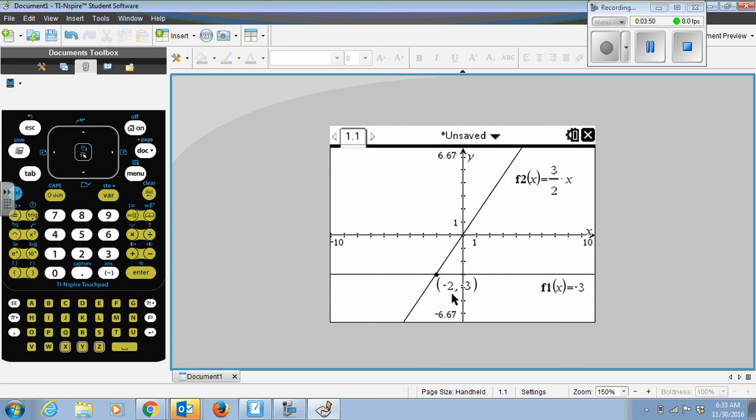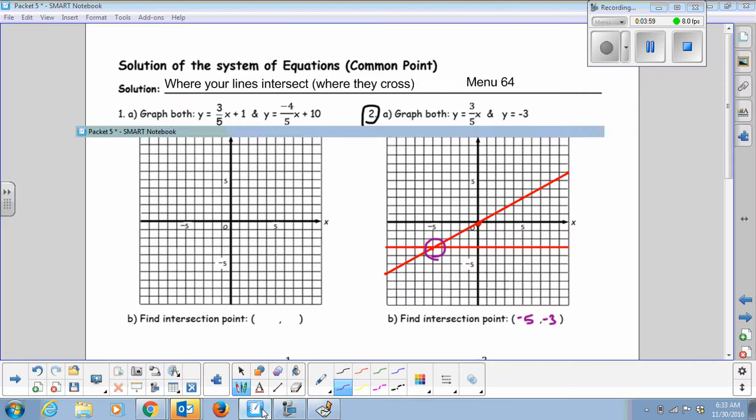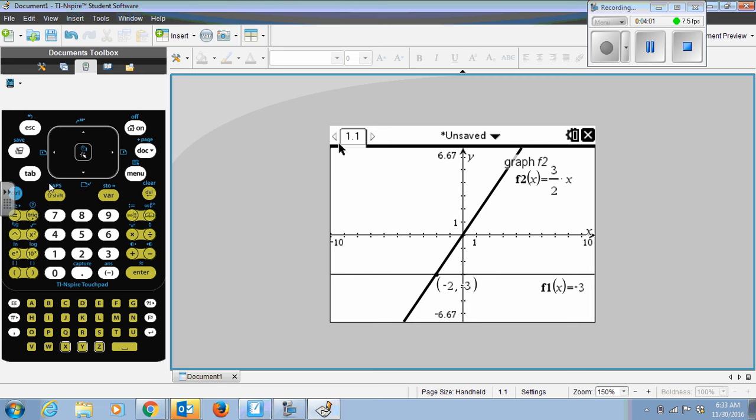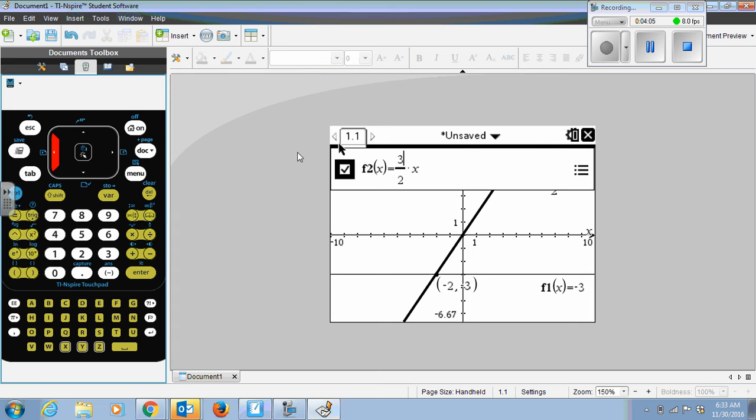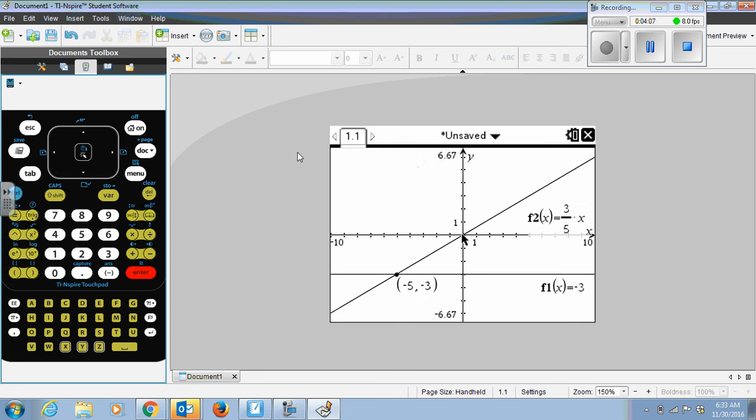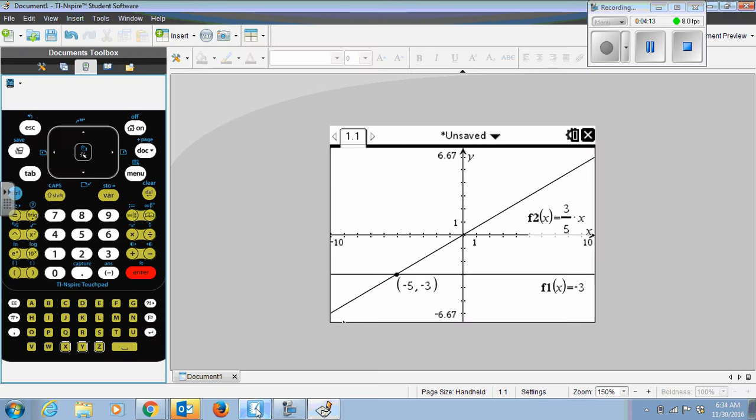So here we should see that my intersection is -2, -3. And I'm noticing that I typed this in wrong, so this should be 3 over 5. My bad. Okay, and now that intersection matches, so -5, -3. Okay. So again, menu 64, go to the left, press enter, go to the right, press enter, and there you go.